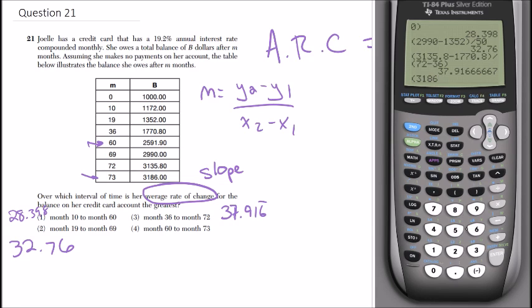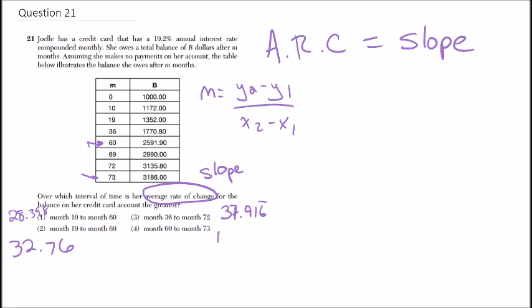Okay. And then from month 60 to 73, again, subtract the y values: 3186 minus 2591.9, and then we're going to divide that by 73 minus 60, which is 13, and we get 45.7. So as you can see, the greatest rate of change was in choice 4.